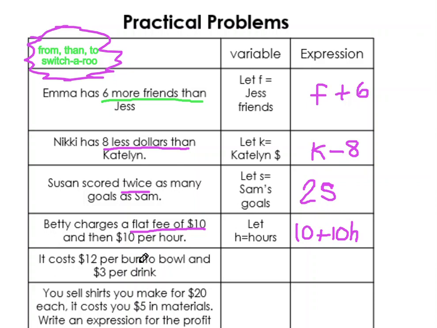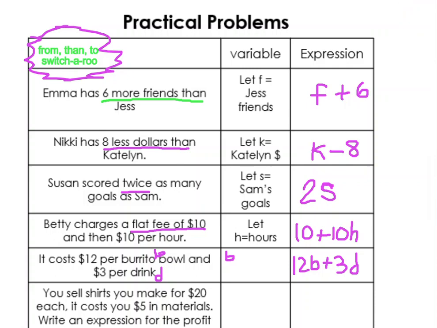All right, it costs $12 for a burrito bowl and $3 per drink. Well, burrito bowl, maybe we can make that B. B for burrito. All right, so we'll make that B. And maybe D for drink. All right, so we have $12 for each burrito bowl. So it'd be 12B. And then we're also adding $3 for each drink. So if I went to Chipotle and I got a drink, that doesn't mean I have to get a burrito bowl, right? Or vice versa. If I get a burrito bowl, I don't have to get a drink, right? So we have to have 2 separate variables for that. Otherwise, we would combine them and they'd be like the same thing, and that's not right. All right, so we have 12B because it's $12 per burrito, and 3D because it's $3 per drink.